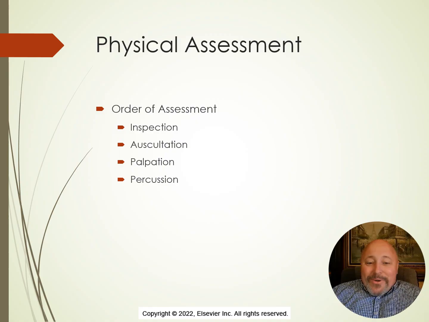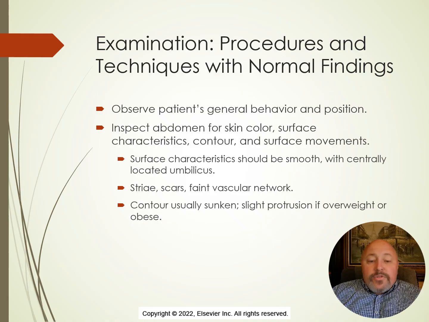Going right back to week one, again, that order of assessment for the abdomen. We want to get by inspection, auscultation, and then we can move into our more palpation and percussion. We also want to observe the patient's general behavior and position. Look at surface characteristics, which should be smooth with centrally located umbilicus.